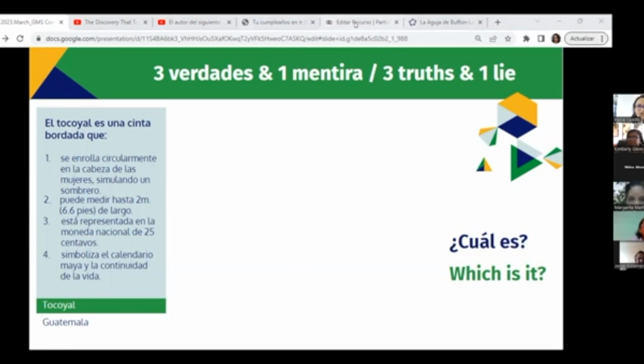So I put the question in here, the poll, so please answer it. The tocoyal is an embroidered ribbon that, number one, you put around the woman's head to look like a hat. Number two, it can measure 6.6 feet. Number three, you can see it on the national coin of 25 cents. And number four, it symbolizes the Mayan calendar and the continuity of life.